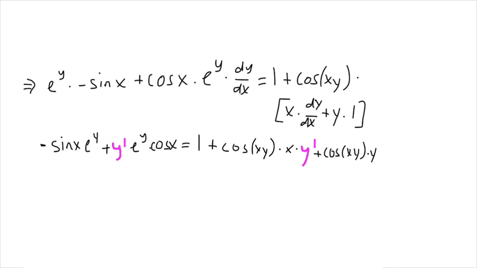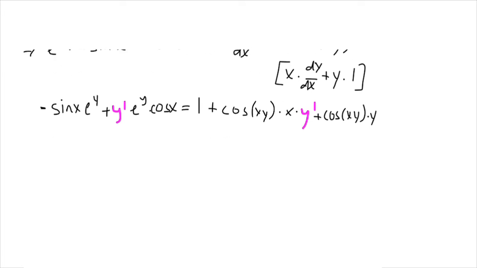The answer is we got to move things around until we got all the stuff that has a y prime glued to it on one side of the equation, and stuff that does not have a y prime has got to get out of here. All right? So I'm going to move everything that does not have a y prime on the left over to the right. In other words, I'm going to add this thing to both sides, right? Add sine of x e to the y, and I'm going to come over here and just say you're going to add sine of x e to the y.